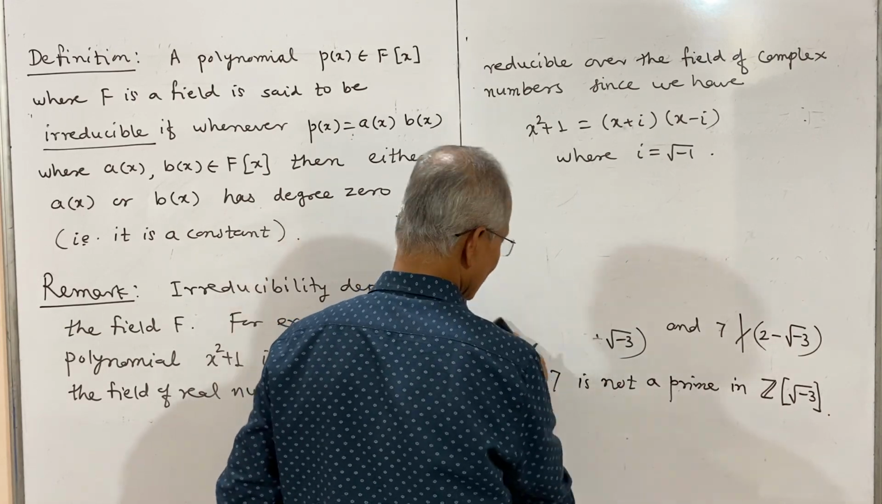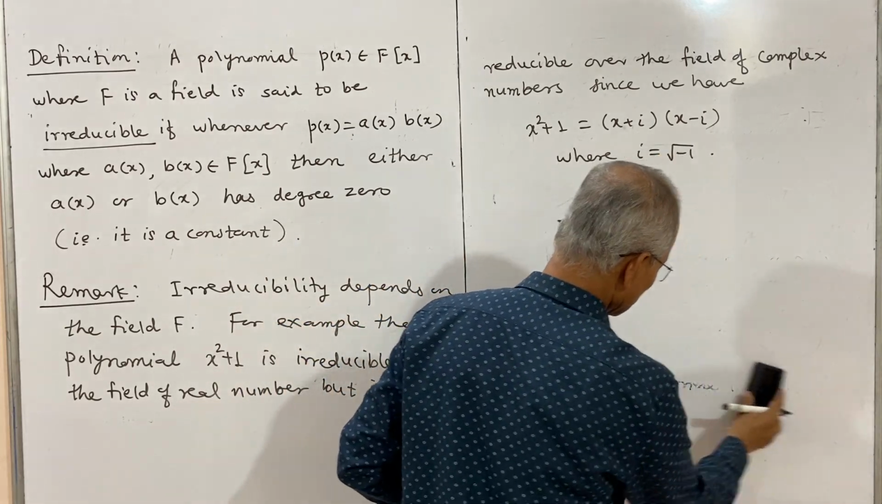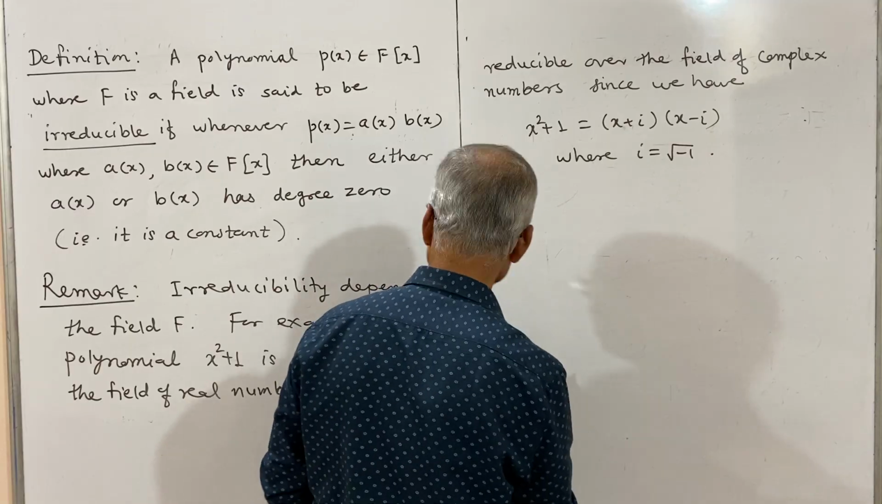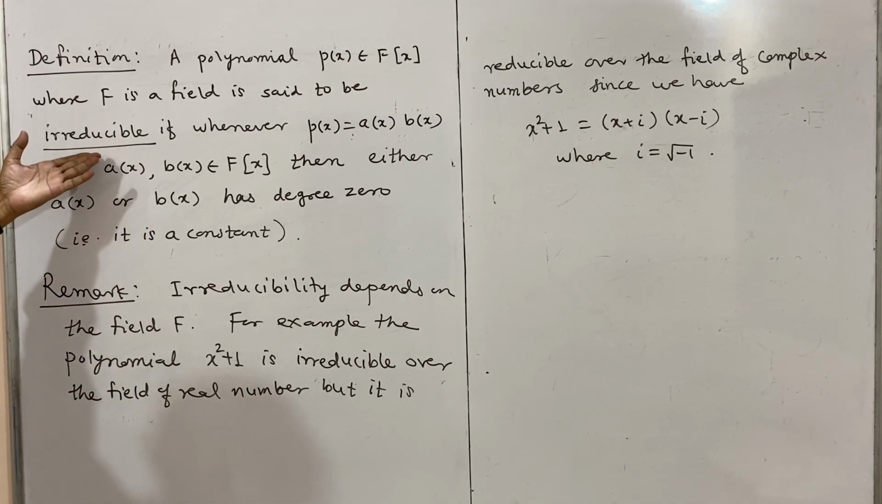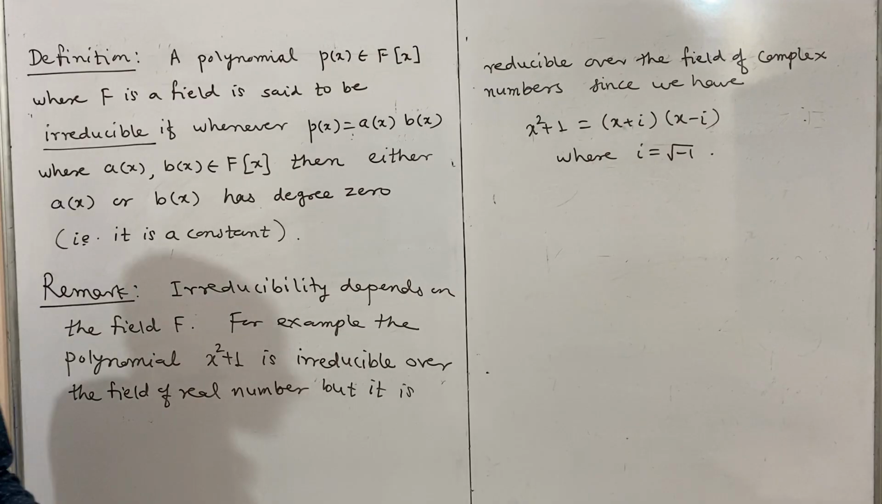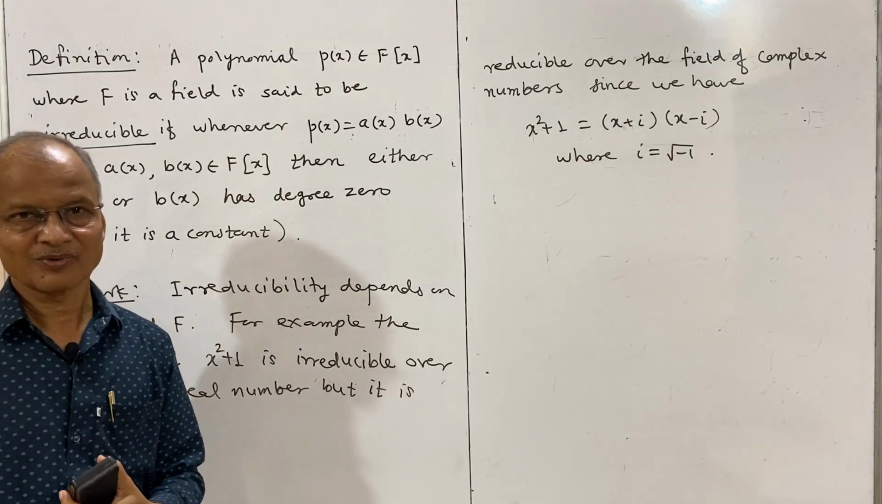So thus we have seen the relation between prime elements and irreducible elements, and also we have defined what an irreducible polynomial is. I hope you will understand this lecture.